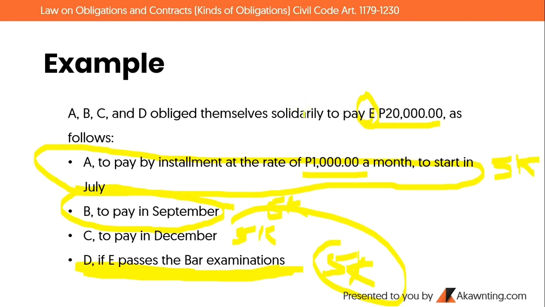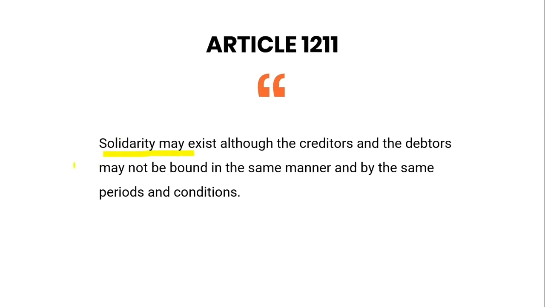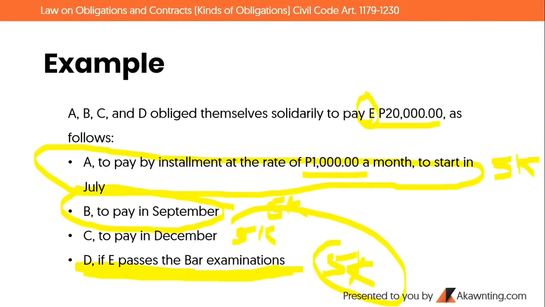Ang tanong is, ano ang kinalaman nito dun sa naunang article? Pag binasa natin ulit, pwede pa rin maging solidary although the creditors and debtors may not be bound in the same manner by the same periods or conditions. Obviously, they are not bound by the same periods and by the same conditions. Si A, B, and C are bound by periods pero magkakaibang periods, while si D is not bound by a period at all. He is bound by a condition. So, anong effect nun? Ganito.